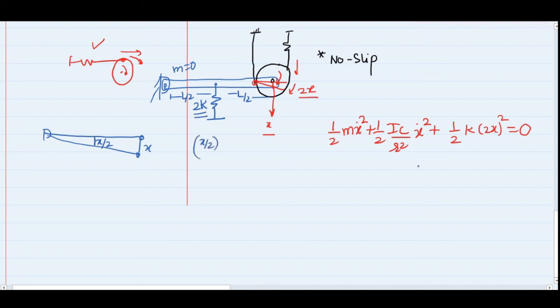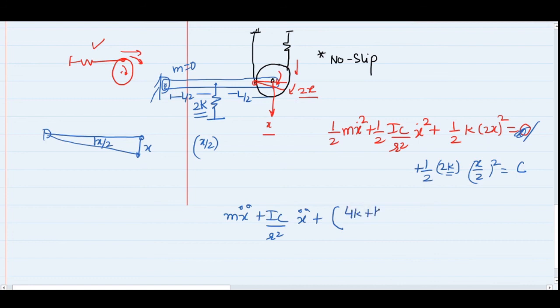So I have to add another term here, that will be 1 by 2 into 2k, because the stiffness is 2k now, and my x is what? (x by 2) square is equal to, now this is not 0, actually this will be a constant, and when I differentiate it, I will get my entire equation of motion, that will be m x double dot plus Ic by r square x double dot plus this k term. If I add both the terms, it will get (4k plus k by 2) x is equal to 0.